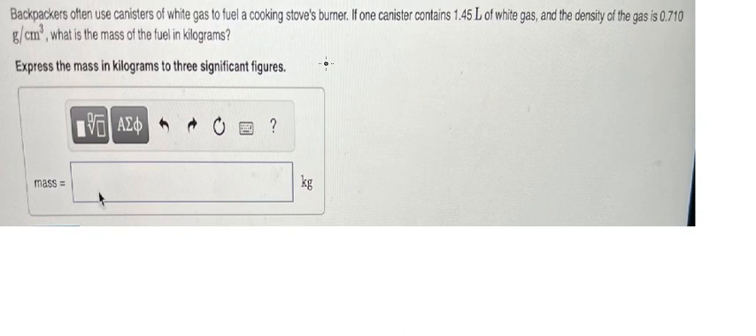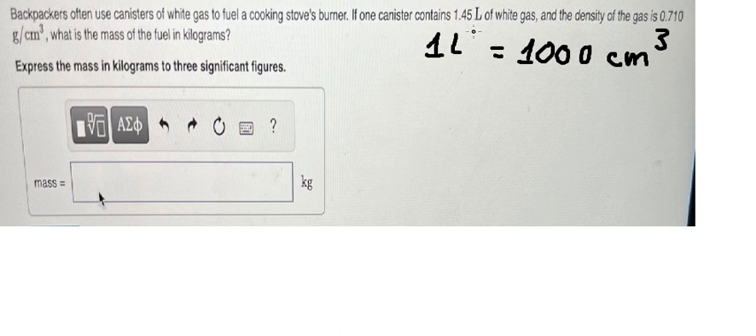Hello everybody. So today I want to show you how to answer this one. So we know about density. They just mentioned grams per cubic centimeter. We know that 1 liter is about 1000 cubic centimeters. So we have 1.45, and we need to convert to this one.